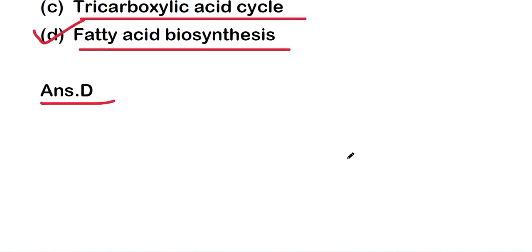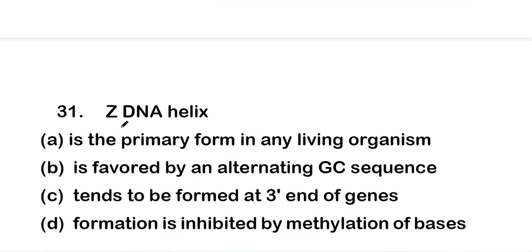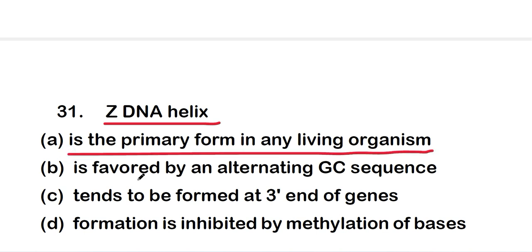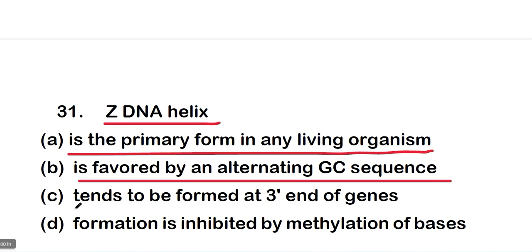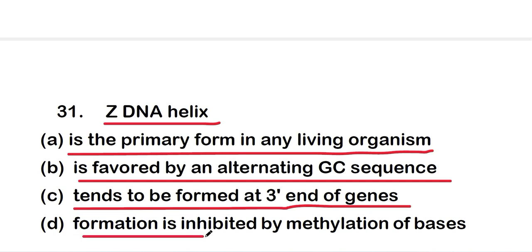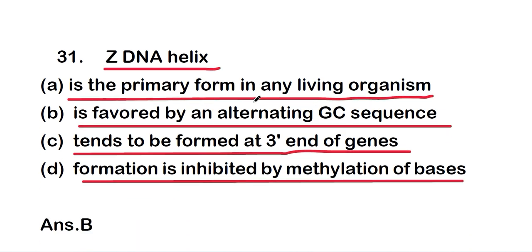Okay, so let's move on to the next question, that is question number 31. So that is, ZDNA helix is the primary form in any living organism, or is favored by any alternating GC sequence, or tends to be formed at 3' end of genes, or option D, that is formation is inhibited by methylation of bases. And the right answer about the ZDNA helix is option B, that is ZDNA helix is favored by an alternating GC sequence.